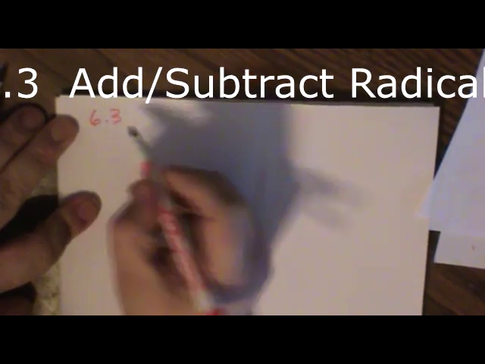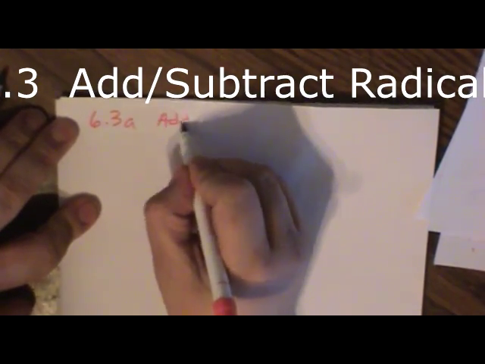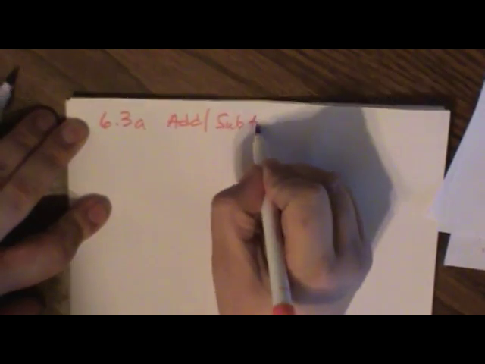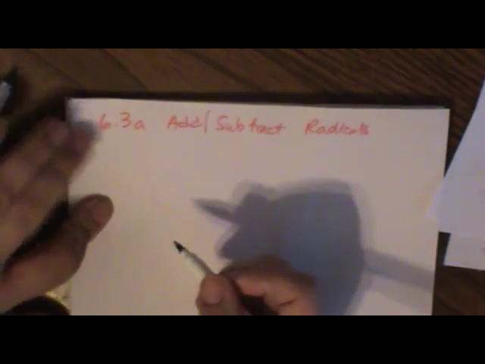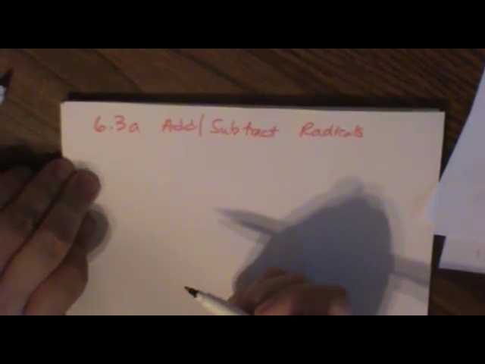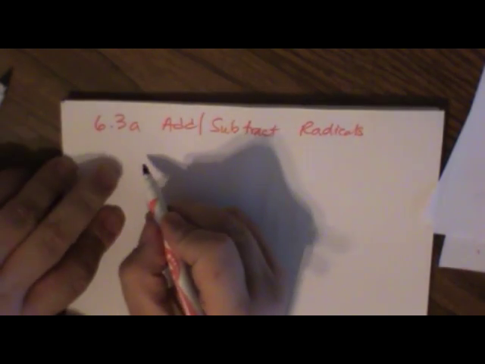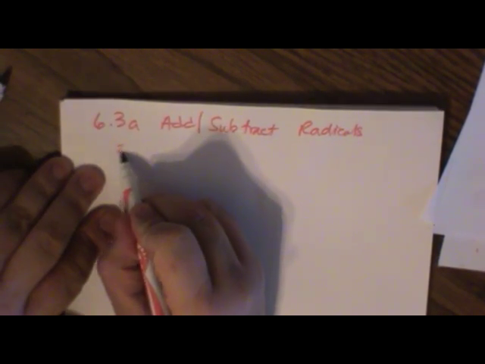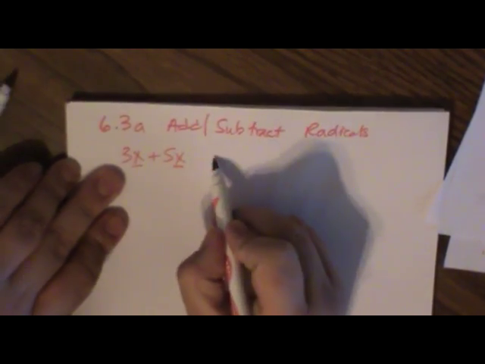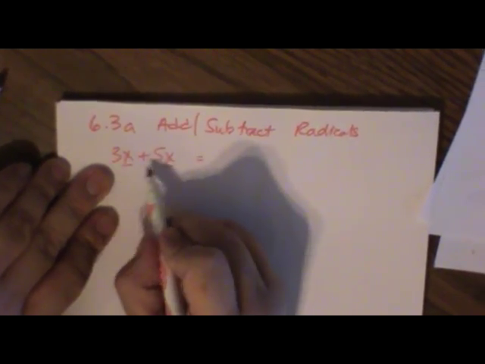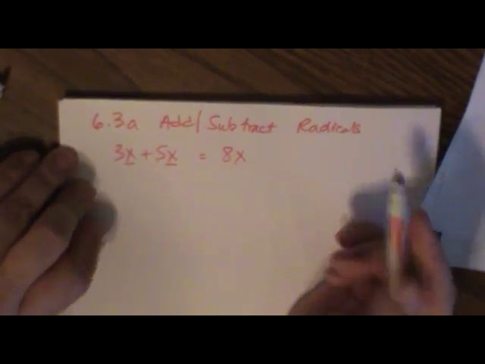This is 6.3a. It's called add or subtract radicals. They're very similar to how we added and subtracted variables. Just like 3x plus 5x, they're like terms, so we add the coefficients, which gets 8x. That's the same with radicals.